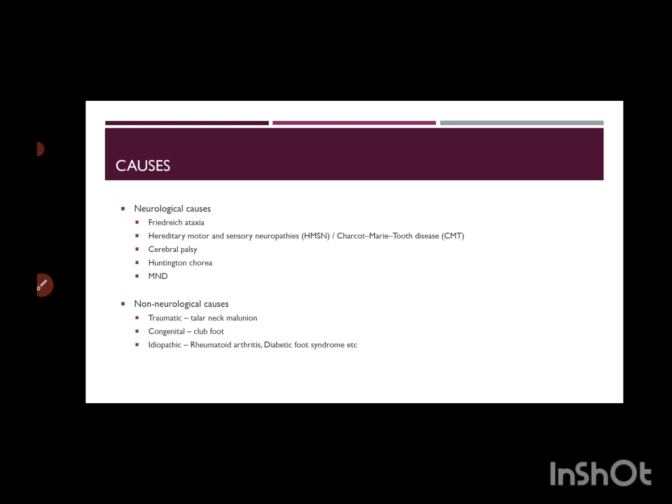Non-neurological causes of pes cavus include traumatic like talar neck malunion, congenital like clubfoot, and if we are not able to find out the exact cause, then we call it as idiopathic. And under idiopathic, most of the time it is undiagnosed rheumatoid arthritis or diabetic foot syndrome. So this is the list of causes of pes cavus deformity.